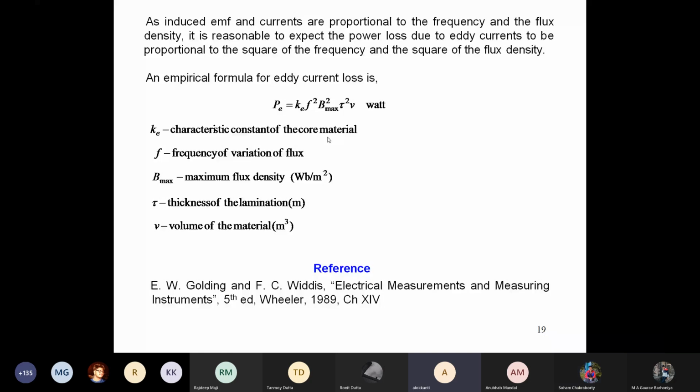Because you see that volume V is the volume of the material, and tau is basically the thickness of one lamination. This is the loss for the total entire volume of the material. V is there in the derivation. So we don't have to multiply it by the number of sheets to get the total power loss. It is for the entire core.